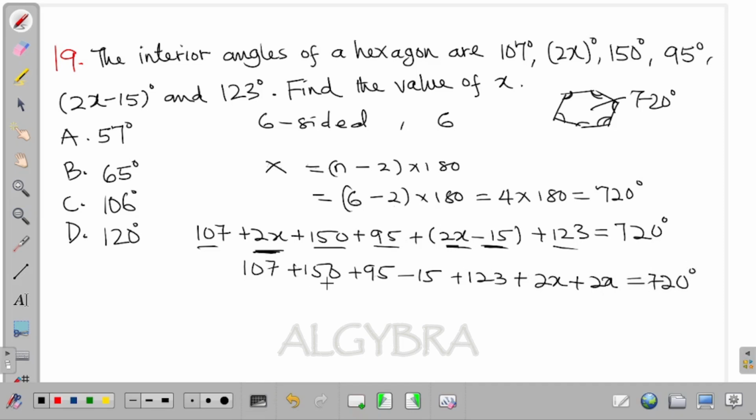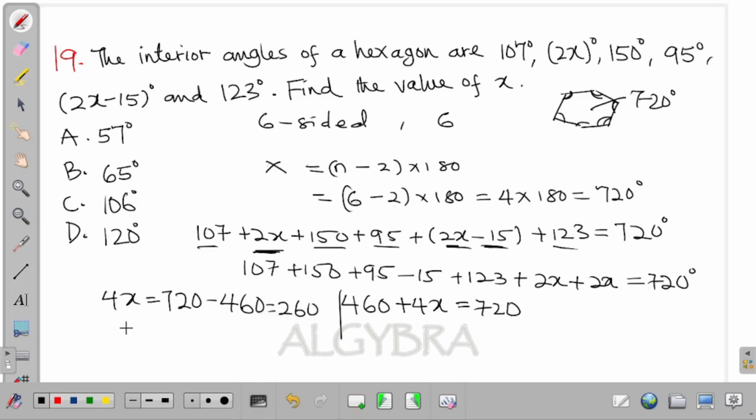Okay, so 107 plus 150 plus 95 minus 15 plus 123 is going to be equal to 460. Also 2x plus 2x is going to be equal to 4x. So we have that 460 plus 4x is going to be equal to 720. So I can actually take this 460 to the right hand side. I'm going to have that 4x is going to be equal to 720 minus 460, and that would be equal to 260.